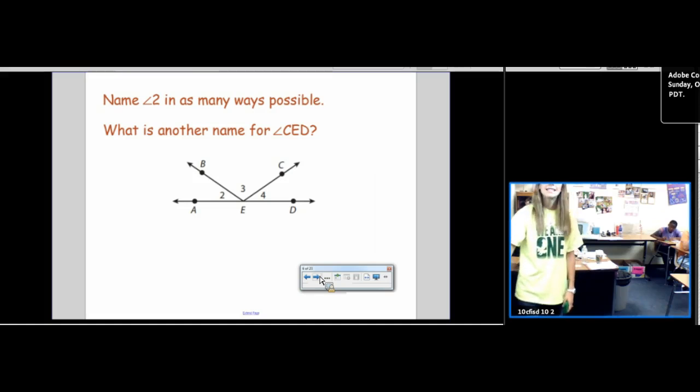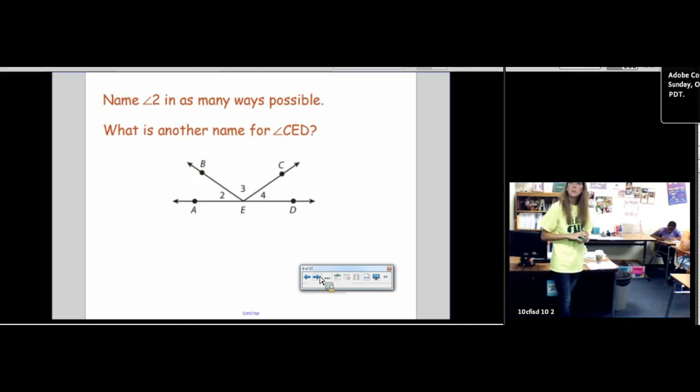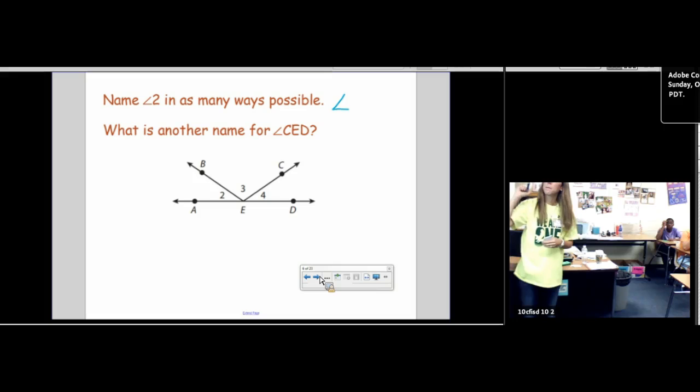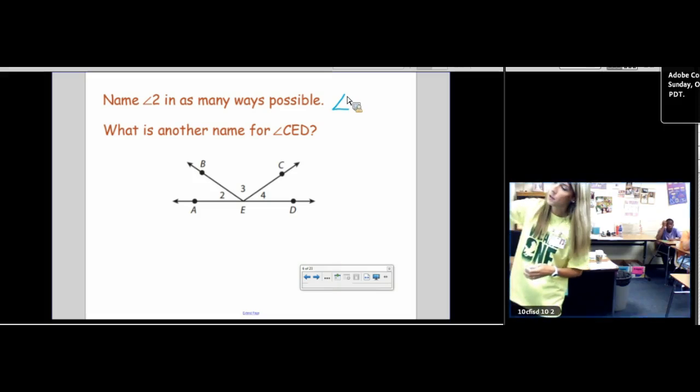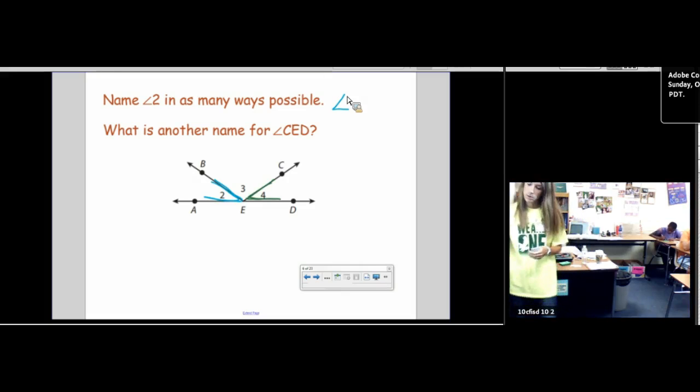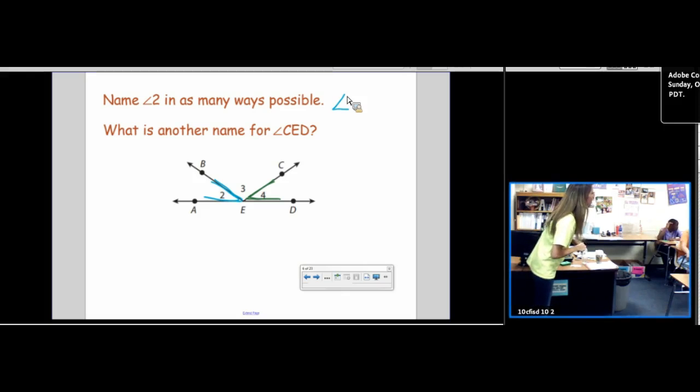Okay, this one you don't need to write down anywhere. I just want you to look at this picture. Name angle 2 in as many ways as possible. Raekwon, give me one way I could name angle 2 besides angle 2, because that one's already used. There's only 2 ways to name it. Angle 4 is a separate angle; angle 2 is this angle right here. So name angle 2 using some letters for me. Let's go. Name it using letters.